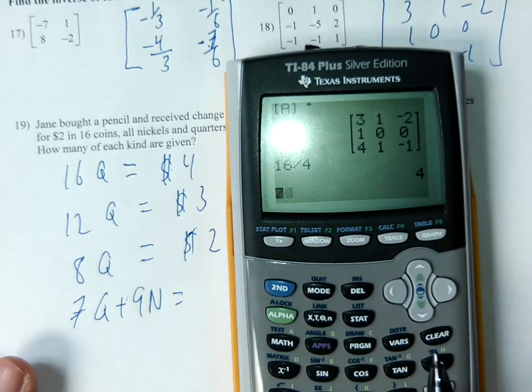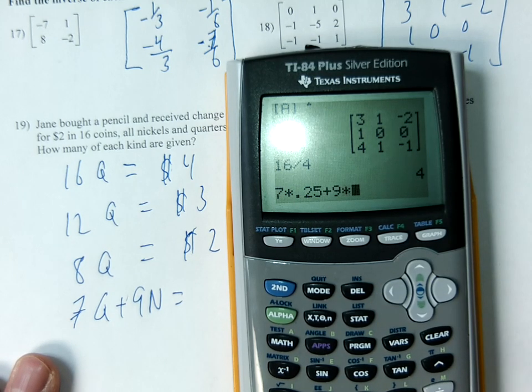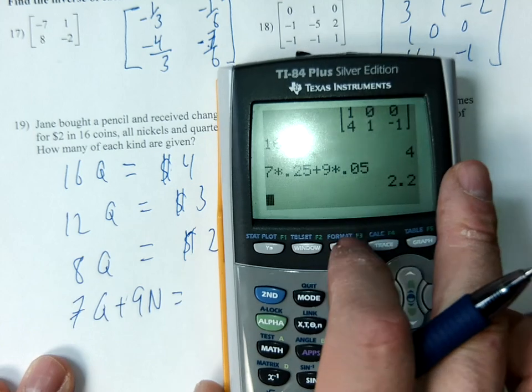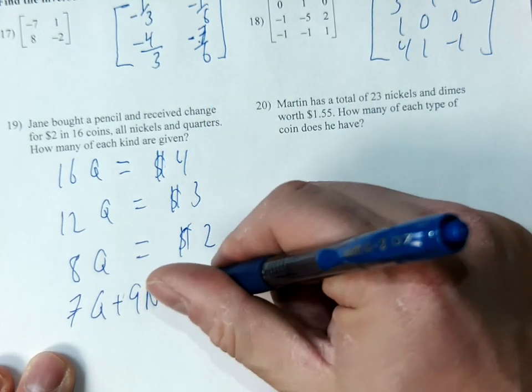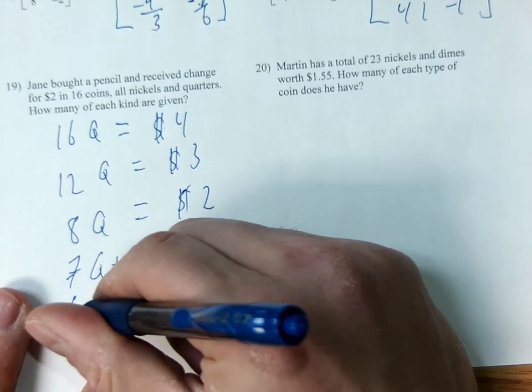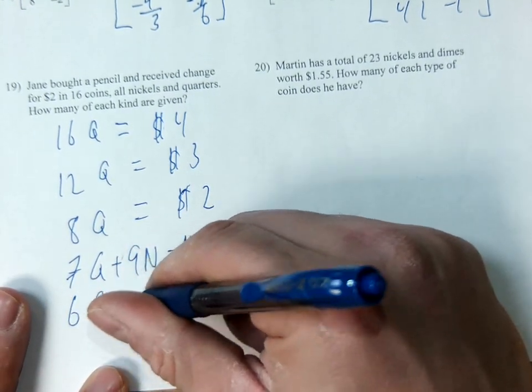So then I can do 7 times 25 cents plus 9 times 5 cents, because there are 16 coins total. Well, that's still too much. It's 220. That's $2.20. I don't want 220. So I'm going to decrease the amount of quarters again. 6 quarters, that would make it 10 nickels.